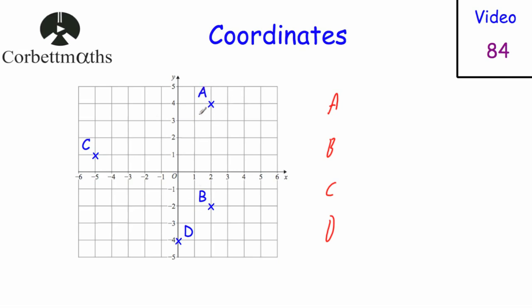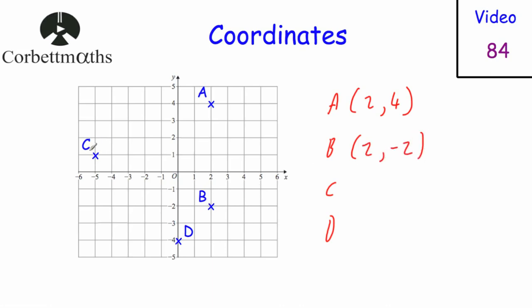So the coordinates of point A. As you can see here, we've started at the origin. So that's this point here, the origin. And to get to A, we would go 2 along the corridor and 4 up the stairs. So the coordinates would be (2, 4). Next, the coordinates of the point B. So we'd start again at the origin. We're going to go 2 along the corridor. So that's going to be 2. And then we go down to minus 2. So we're going to go down 2. So the coordinates of this point here is (2, -2).